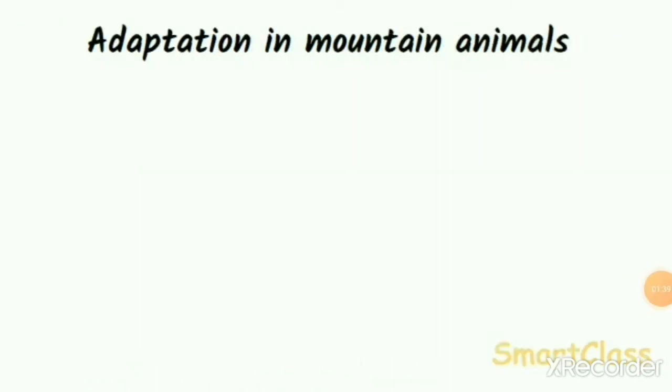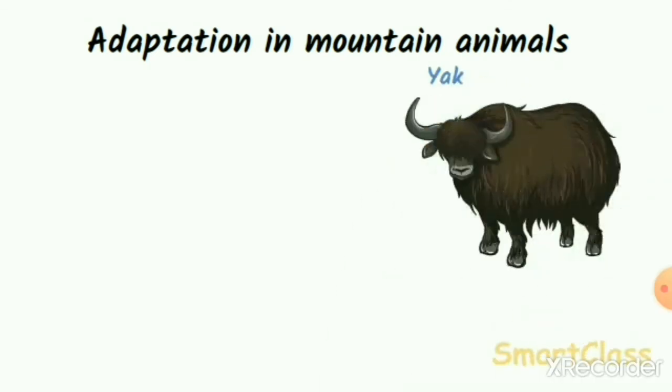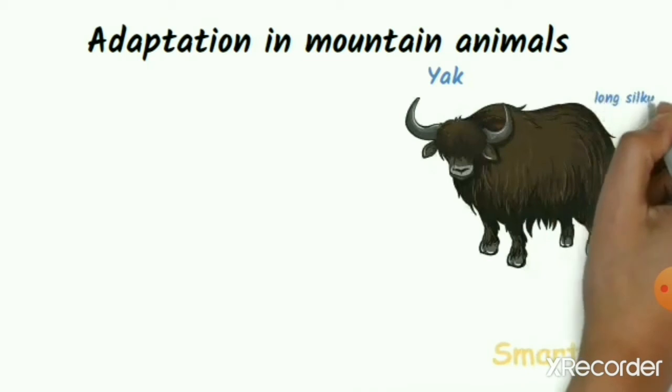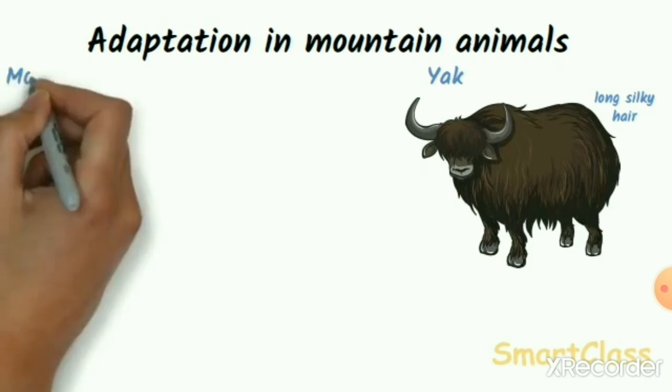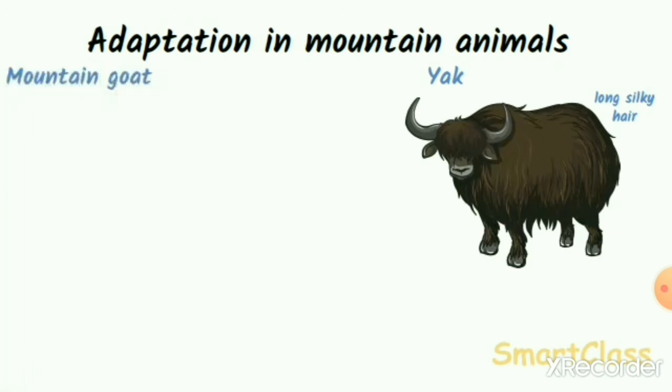Adaptation in mountain animals. The animals living in mountain habitat are also adapted to the extremely cold environment present there. For example, adaptation in yak. Yak is a kind of large ox covered with long silky hair. Yak lives on mountain where it is very cold. Yaks are adapted to live in the cold climate of the mountain by having long hairs to protect them from cold and keep them warm.